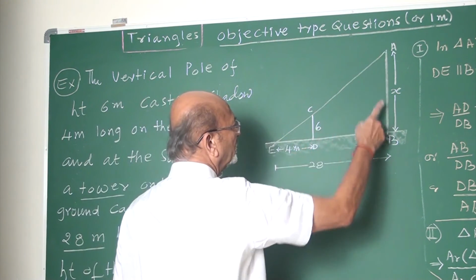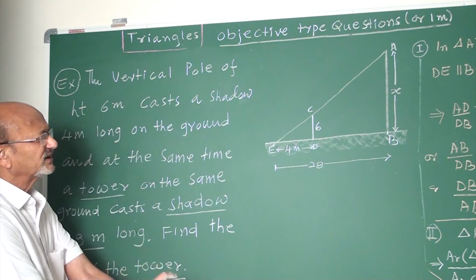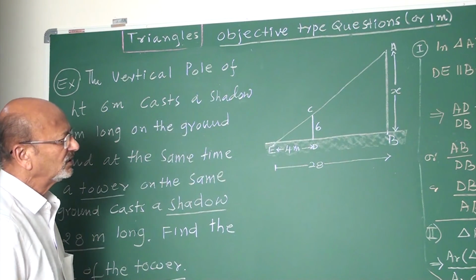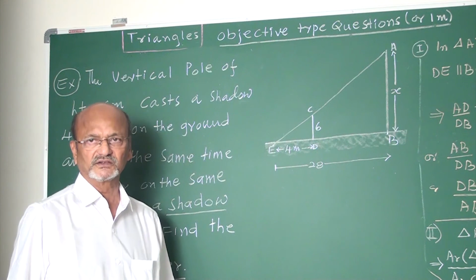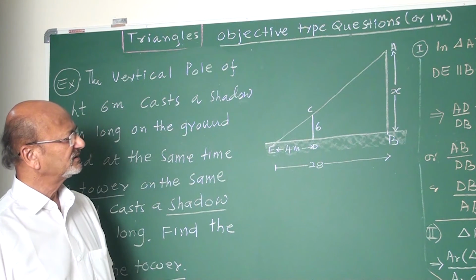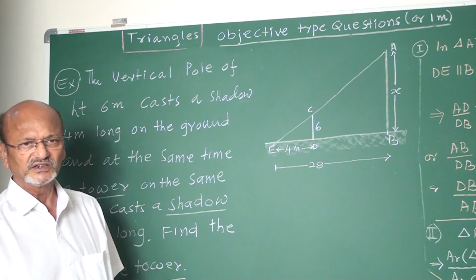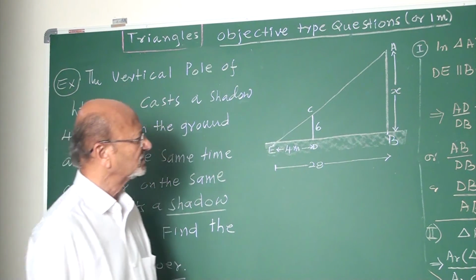What is EB? It means X. And this you can do by two methods. Already I have done it by making similar triangles. There I showed ABE and CDE are similar, so the sides are proportional. Instead of that, in a simple way you can do it.